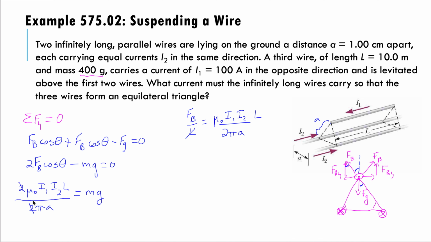The 2's will cancel out, and we're trying to solve for what current must the long wires carry. We have the current of the finite wire, so we're looking for I2. We're going to go ahead and solve for I2. That's going to give us mg times pi A divided by mu naught I1 and L. And I dropped my cosine term here. Let me put that back in there. I forgot this cosine term right here.